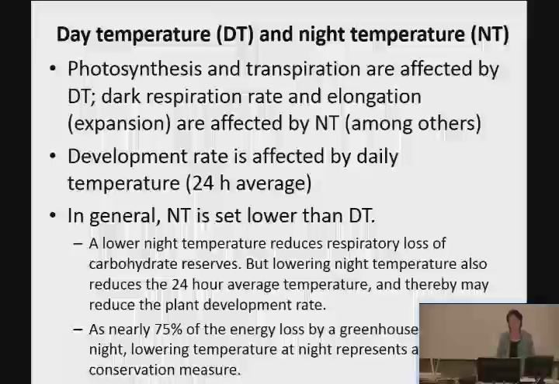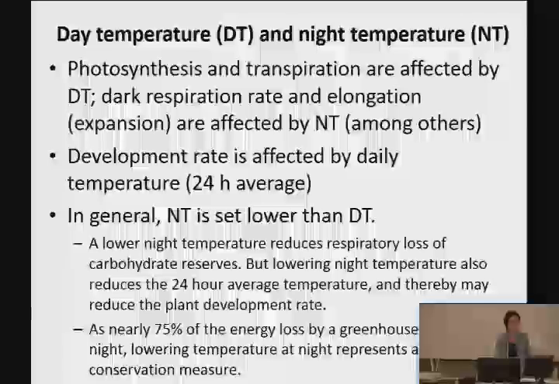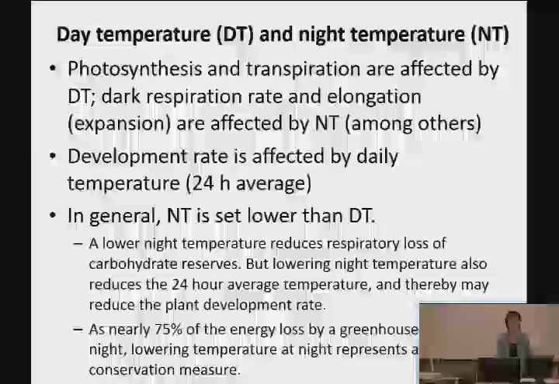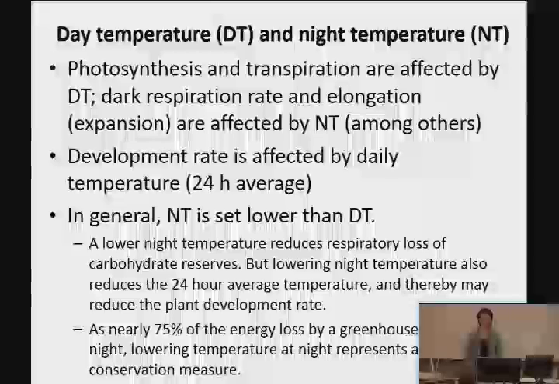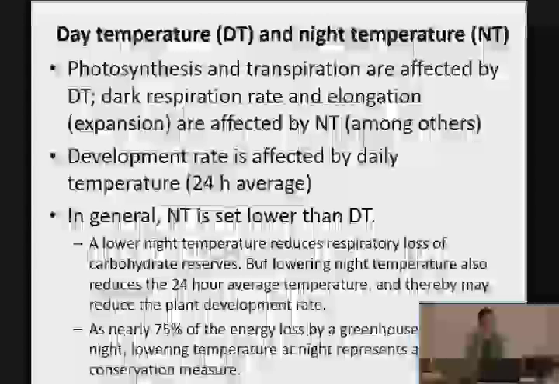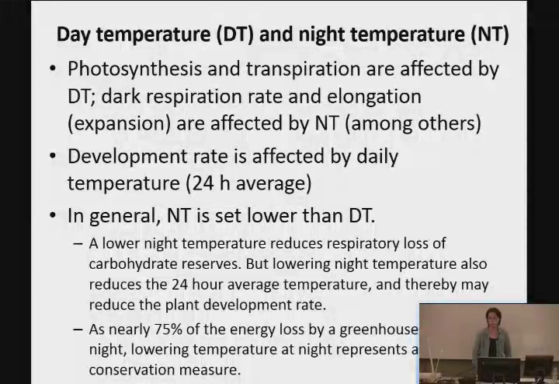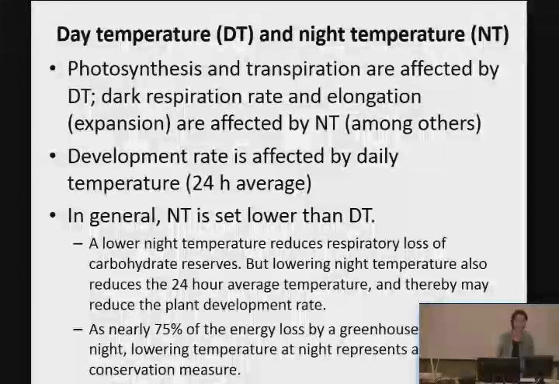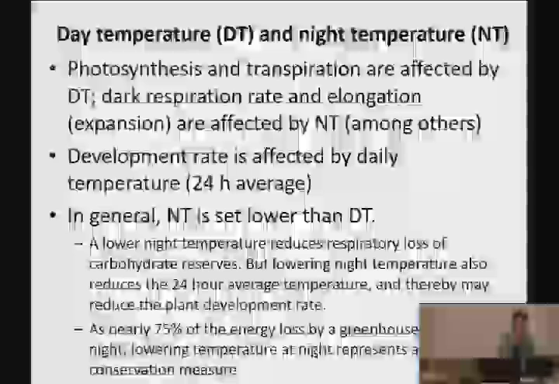And development rate is generally affected by the average temperature, the 24-hour average temperature. And you may know by experience or observation that in growing facilities, night temperature is usually lower than day temperature, and that is quite a natural way to do it. That way you can reduce the respiration rate during the night, saving the carbohydrate produced during the day, so you can maximize the production rate.